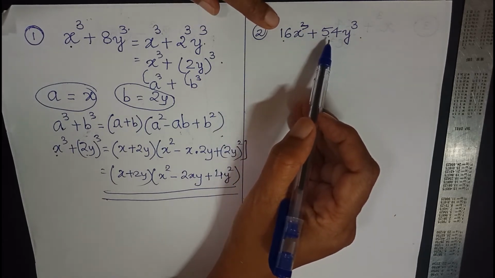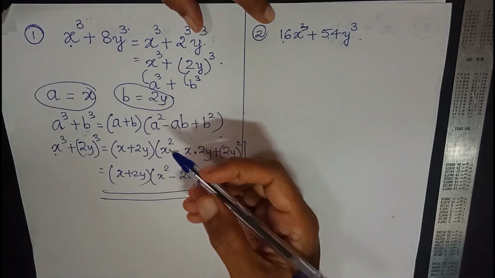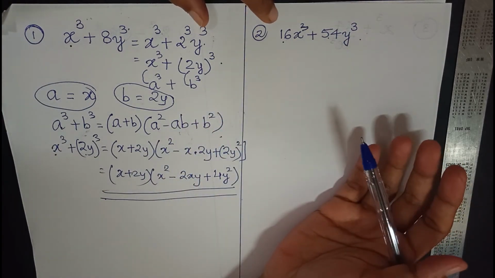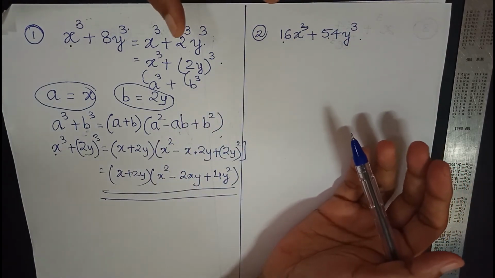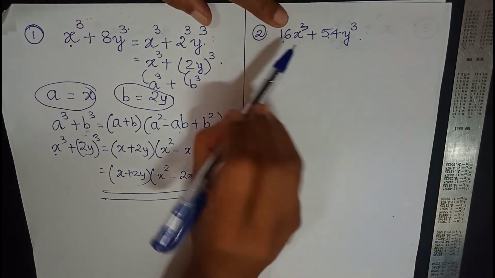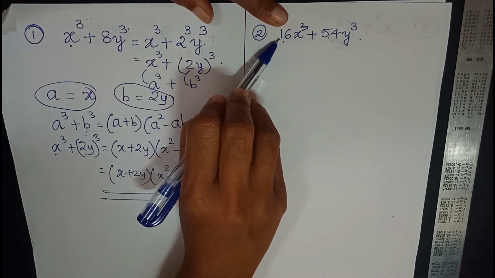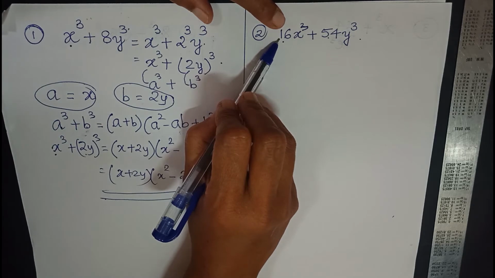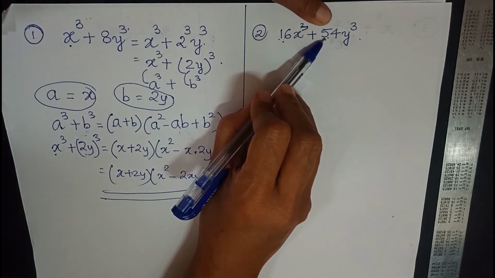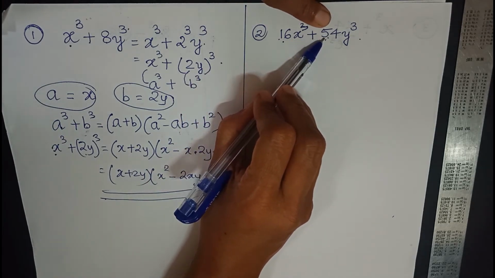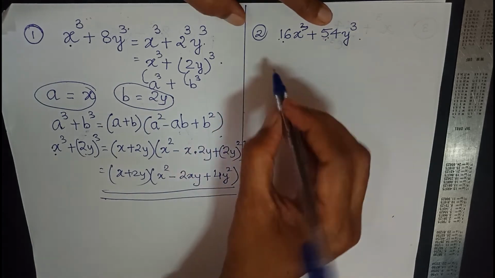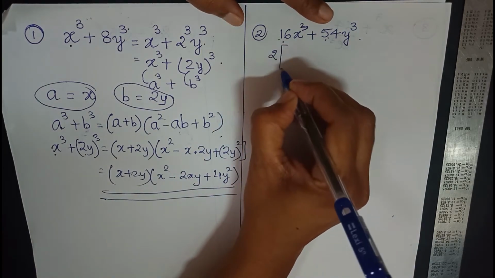So in such type of questions, we should try to remove something common outside so that what remains inside the bracket is a perfect cube. So let's find out what we can do. From 16, if I remove 2 outside, 8 will remain inside, which is a perfect cube. From 54, again if I remove 2 outside, 27 remains inside, which is a perfect cube. So let's do that. I remove 2 common outside.